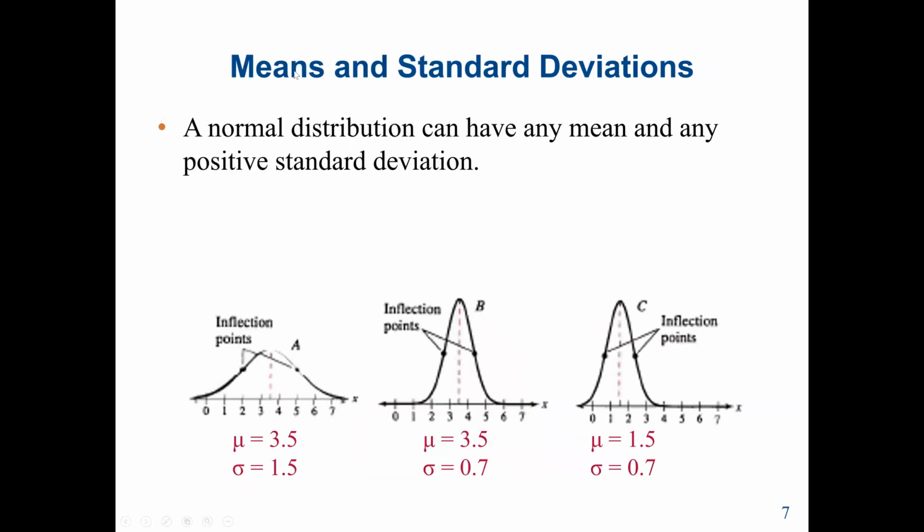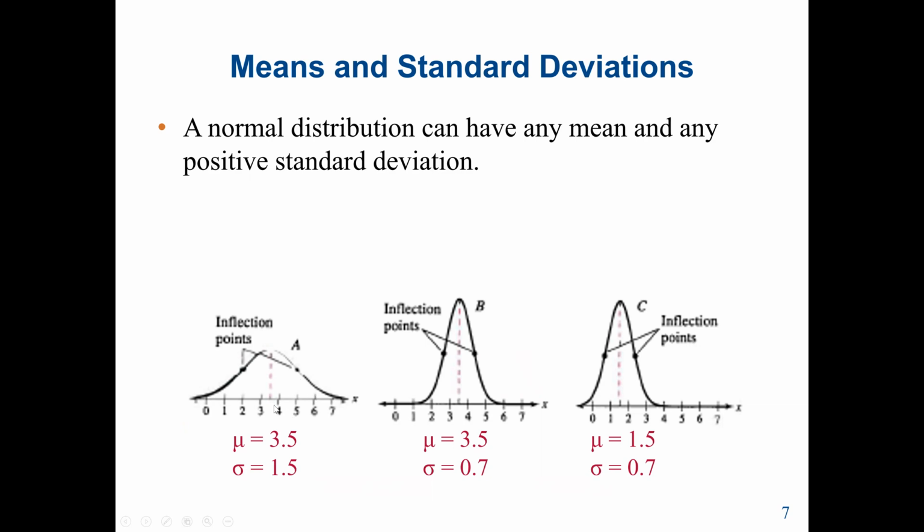Now, we also talk about the effect the mean and standard deviation have on the normal distribution curve. A normal distribution curve can have any mean value. Also, it can have any positive standard deviation. Standard deviation always has to be a positive value. Now, let's look at the first graph, which is A. We can see that the normal curve is wider, which means the standard deviation is bigger. So there is a wide dispersion of the data set, a wide spread of the data.